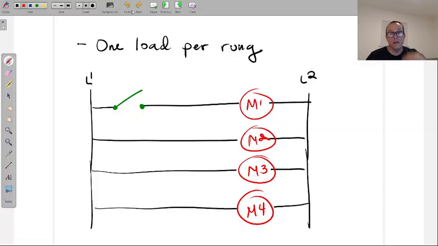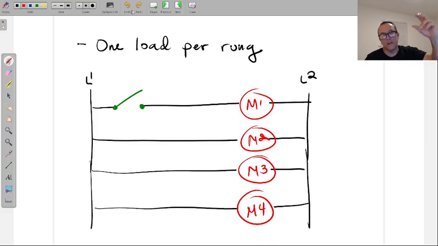Now, if I want to add a green light when motor 1 starts, 5 rungs. If I want to add a green light with motor 2, 3, and 4, I'm going to need 4 more rungs for all the lights. If I want red lights to turn on when the motors are off, 4 more. That's already 16 rungs for 4 motors with 2 lights each.